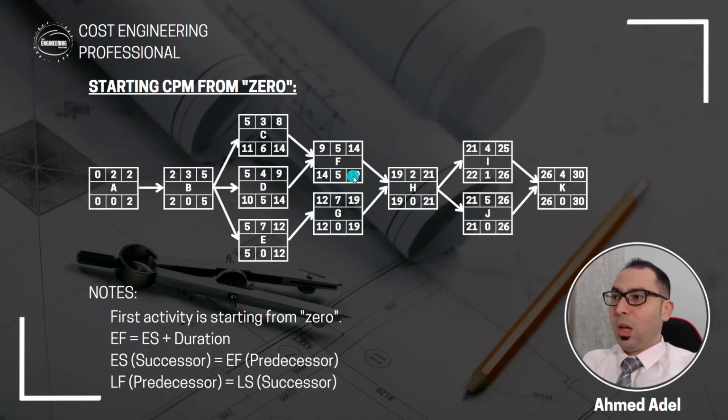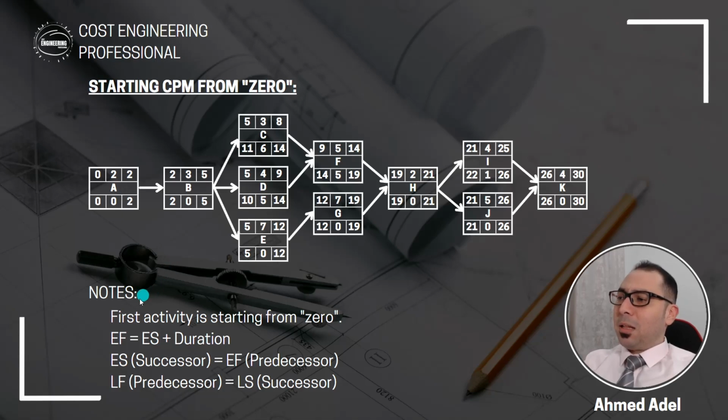19 minus 7, 12. 19 minus 5, 14. So this 14 will go here and here. And this 12 will come here. 12 minus 7, 5, and 14 minus 4, that's 10. 14 minus 3, that's 11. So 11 or 10 or 5, the 5 will come here. So 5 minus 3, 2. Then the 2 will come here. 2 minus 2, 0, finished. So this is when you start the CPM from 0.